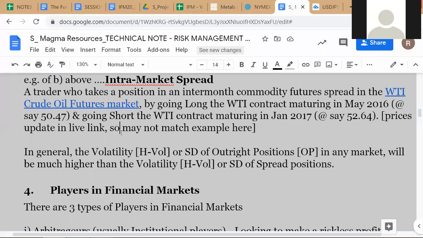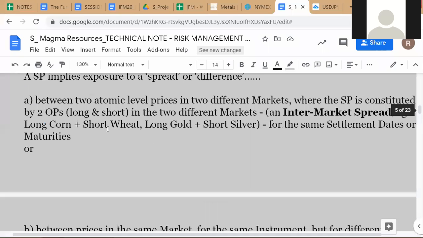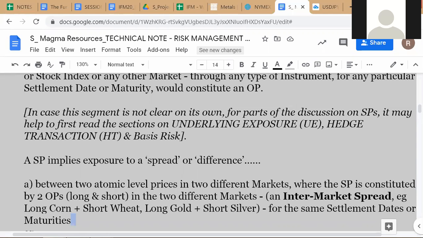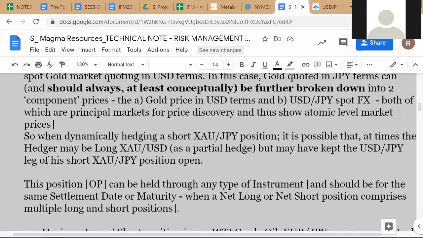So you've learned about price discovery. You learned about the primary market for price discovery and derived markets. So in this case, what happens again is, we go back to this term. In this case, the XAU JPY price is a derived price. Nobody tracks this price directly because there's no direct market.